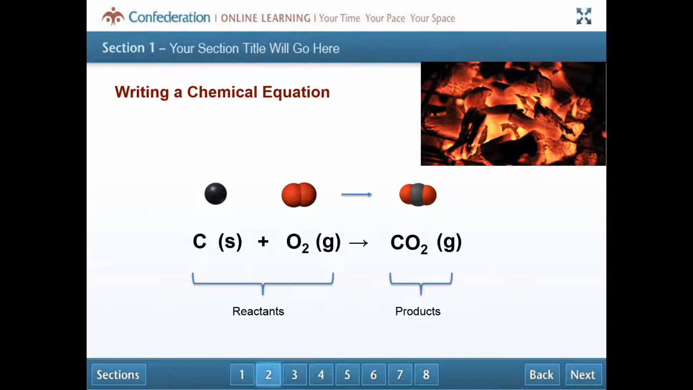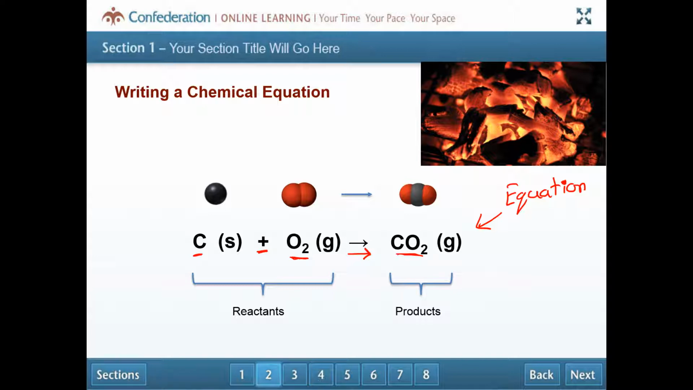So what we've got right here is what's called a chemical equation. And what we do is we take the formula for each of the compounds or atoms or elements, and we write them out. So here we've got carbon, and this plus sign means that we're mixing it with the oxygen gas here, and then the reaction happens and we're left with carbon dioxide.